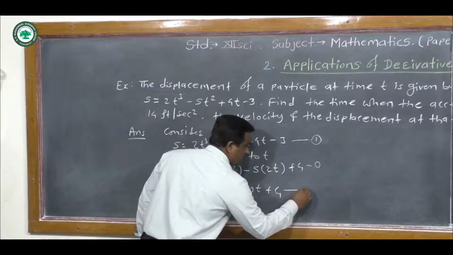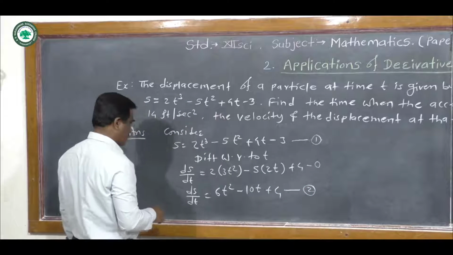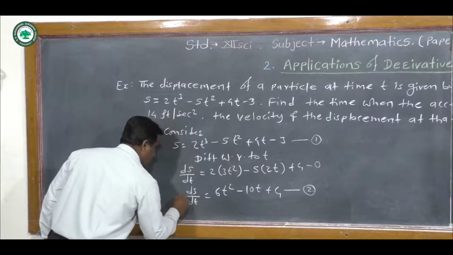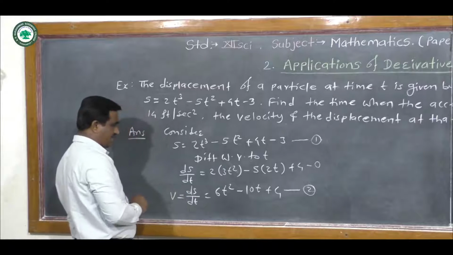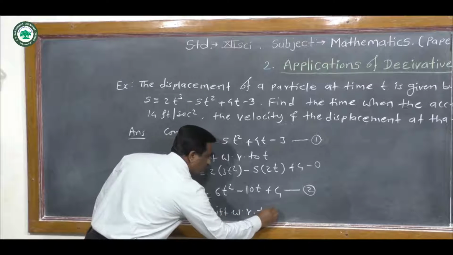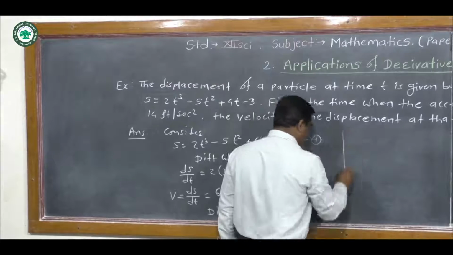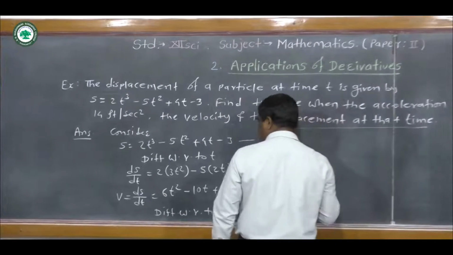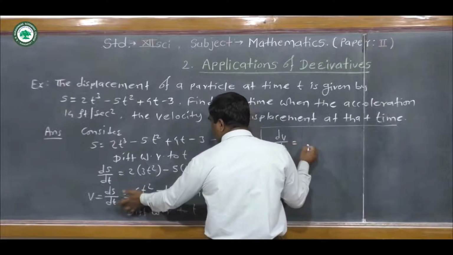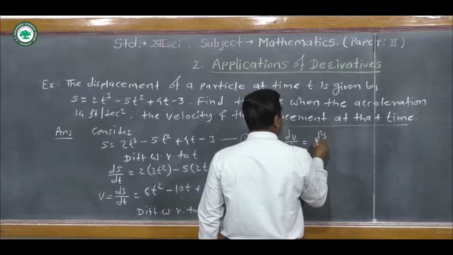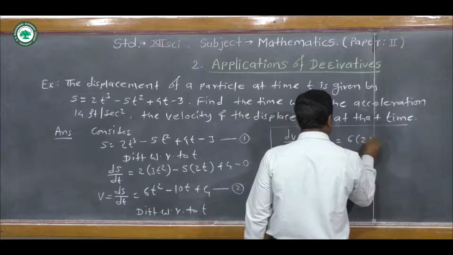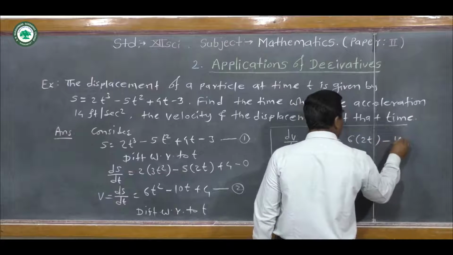This is equation number second. Now differentiate this equation again. Velocity v is equal to ds by dt. Differentiate with respect to t again. That is, we can write the derivative of v, dv by dt, is equal to the derivative of ds by dt, which is d square s by dt square, equal to the derivative of this term: 6 into 2t minus 10.